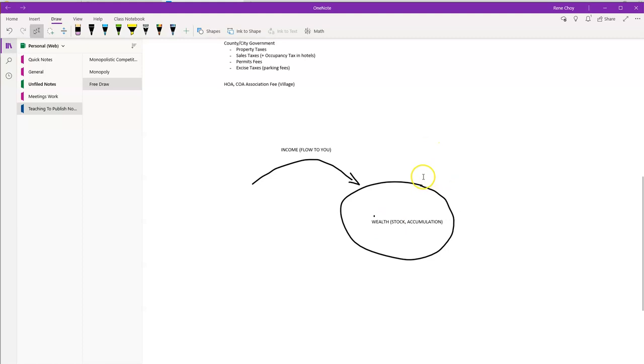And then flowing away from you, you have your expenses. And again, expenses is a flow away from you. Okay? So there's a difference between income distribution and wealth distribution. But of course, if you don't make enough income, then it's a little difficult to accumulate wealth.